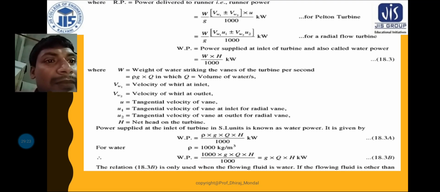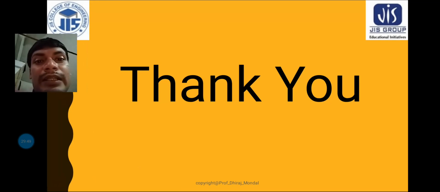Now the power supplied at the inlet of the turbine in SI units is WP equal to rho G Q H by 1000, because it is mgh by 1000. So rho Q G H by 1000. Now the water power is equal to 1000 into G into Q into H by 1000, or G Q H in terms of kilowatt. So this is the water power. Keep it in your mind when you will be solving the numericals.